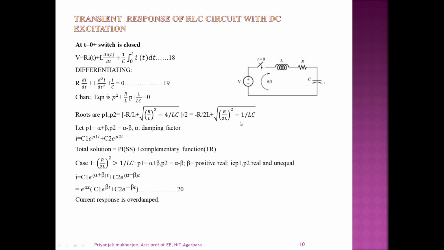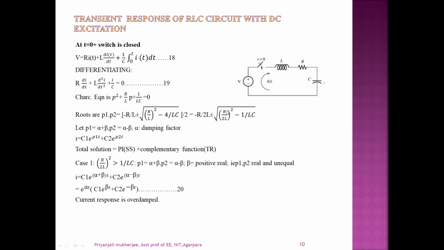Now we consider that P1 is alpha plus beta and P2 is alpha minus beta, where alpha is the damping factor, and the total current is the summation of the steady state and the transient. That means it gives two terms, C1 e to the power P1t plus C2 e to the power P2t. The steady state comes from the particular integral, and the transient response is obtained from the complementary function. So there are three cases possible from this equation.